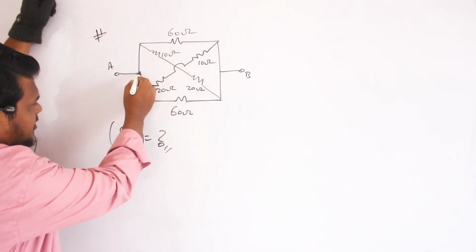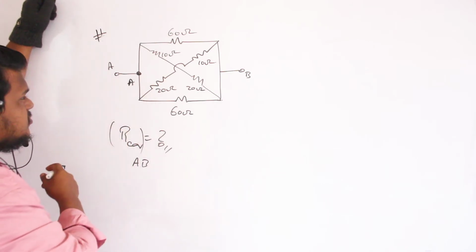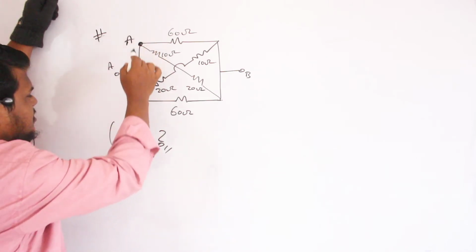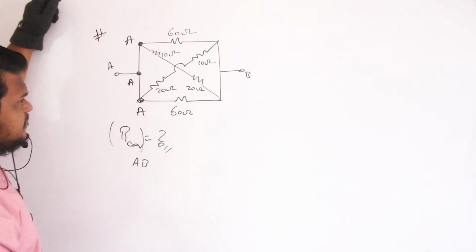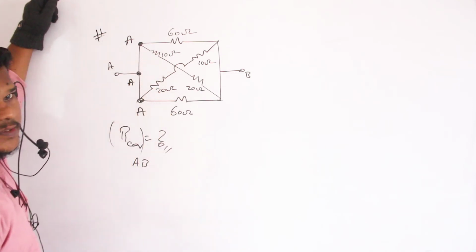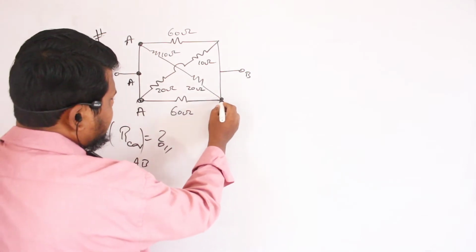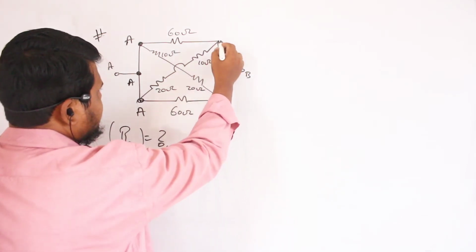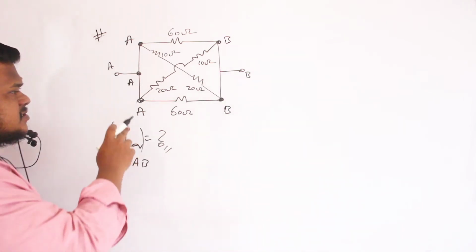If this is point A, can I call this one also point A? Because there is no resistance between these two points. If this is A, this is also A, this is also A only, no? Because from here to here, there is no resistance. From here to here, there is no resistance. Let us see. If this is point B, this is also point B and this is also point B only, no? Clear? So, I am supposed to calculate the equivalent resistance between A and B.